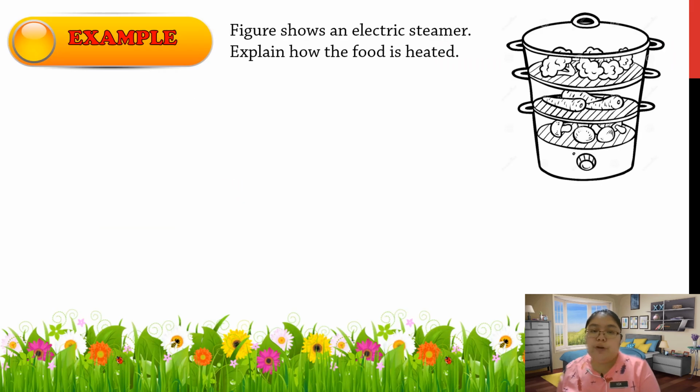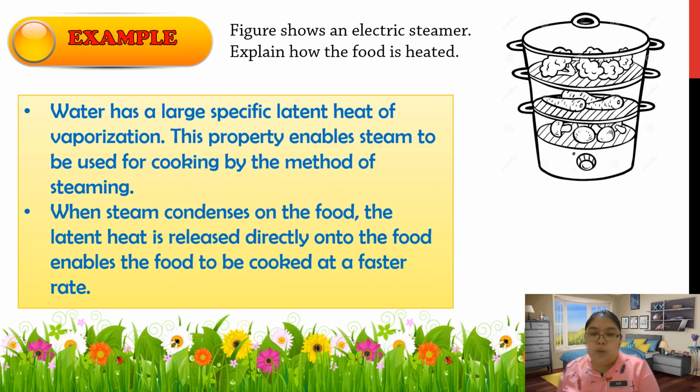Okay, then we go to another question. They show you the figure, there's an electric steamer. Now you need to explain how the food can be heated. Okay, now you're going to see. First, we're using the water, which stays at the bottom. This water has a large specific latent heat of vaporization. So from here, this property enables the steam to be used for cooking by the method of steaming.